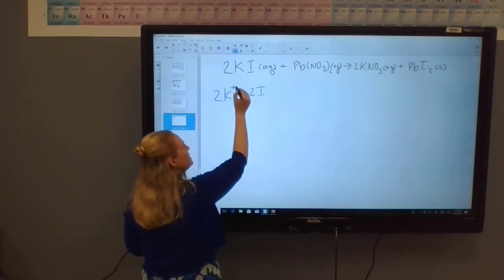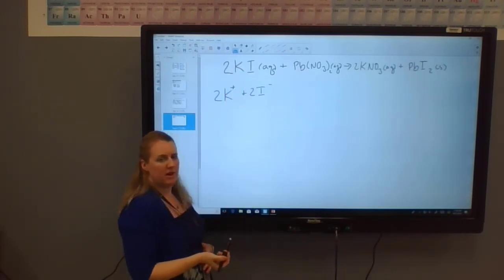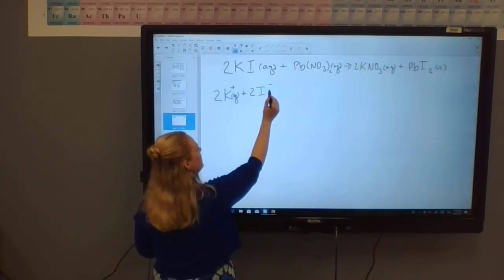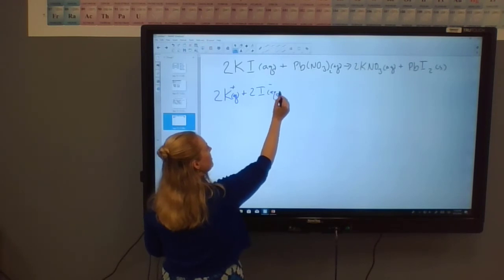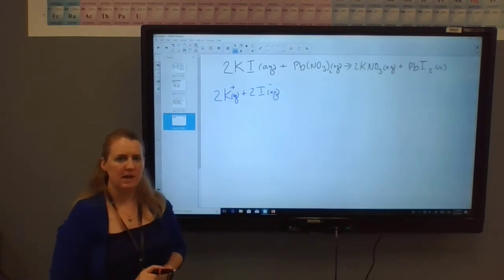Potassiums again are +1, iodides are minus, so that 2 gets distributed there. Now everything needs a state of matter. These are aqueous because they're dissolved in water. So there is my first compound broken apart into its ions.